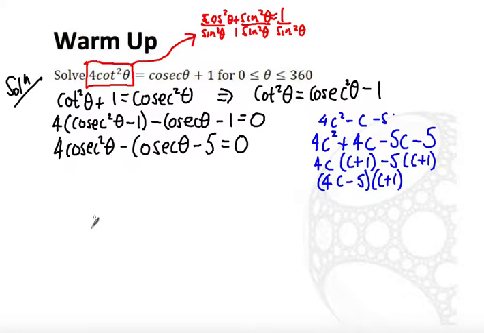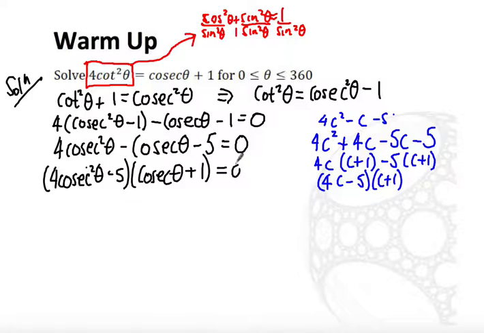Okay, I can now apply that to my equation. So I get the equation 4 cosec theta minus 5 multiplied by cosec theta plus 1 equal to 0. So there shouldn't be a squared there. I'll go back and change that in a moment. So let's just get rid of this cosec squared here. Apologies for any confusion there. Let's make this clear. So it should just be 4 cosec theta minus 5.